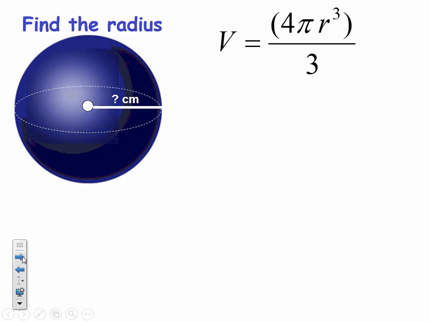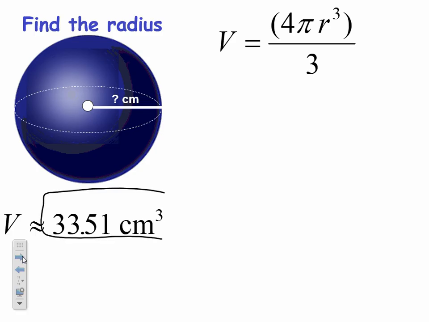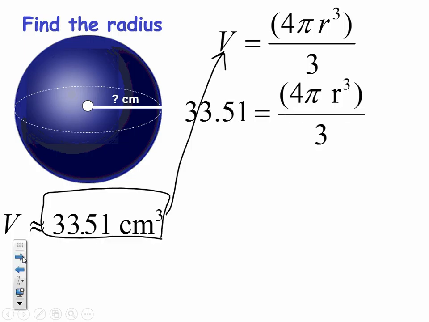So what if I had the volume and needed to find the radius? What if I knew the volume of this sphere was 33.51 centimeters cubed and I needed to find the radius? Well, I'd just take that number here, right? This is the volume, and I'd stick it right there and do some algebra to get my r alone. So 33.51 equals 4 pi r cubed divided by 3.